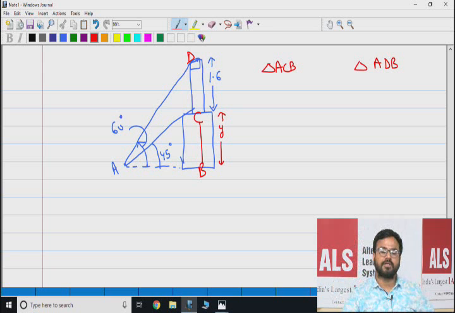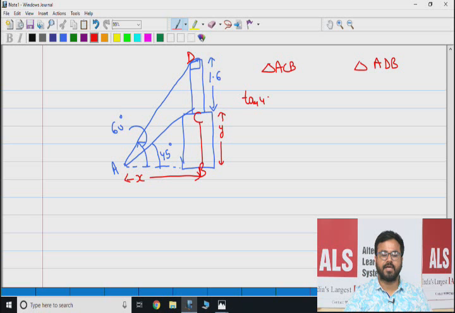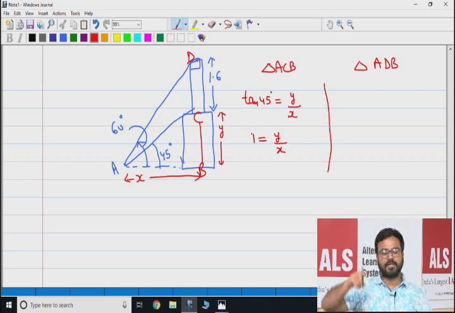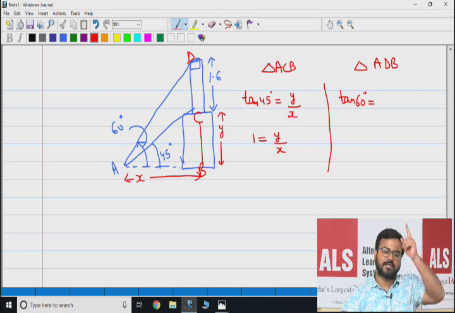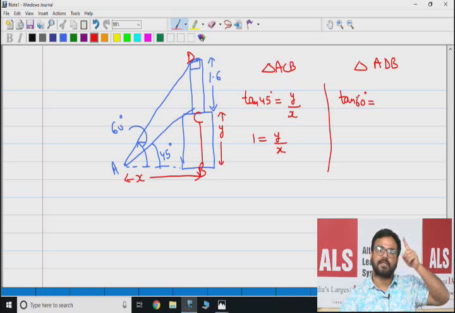Now if we talk about the triangle ACB, and let's say this is X. In triangle ACB the angle is 45 degrees. So I can say tan of 45 degrees is equal to perpendicular upon base, y upon x. So tan 45 is 1, so 1 is equal to y upon x. Now in the larger triangle ADB, the angle is 60 degrees. So tangent of 60 degrees is perpendicular, the complete height, this 1.6 plus y.